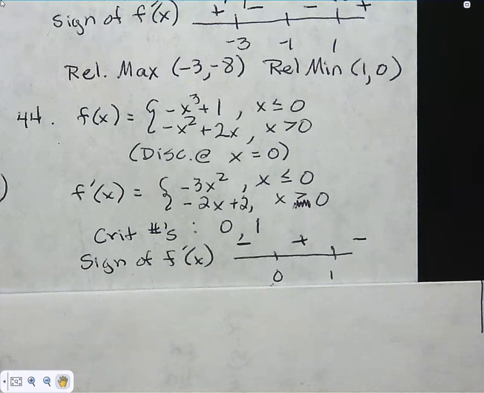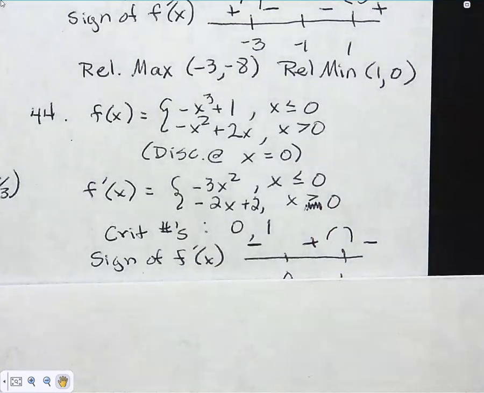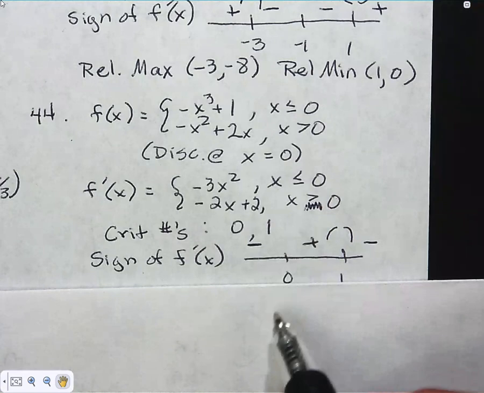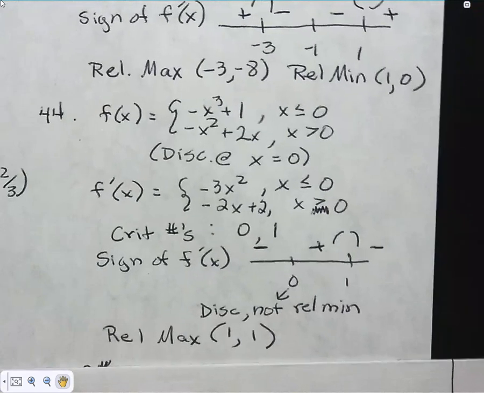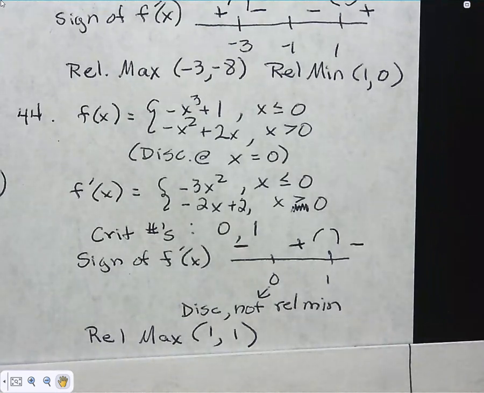Is that what your number line looks like? Where is the function increasing? 0 to 1? Or is it decreasing? Negative infinity to 0 and 1 to infinity. Is there a relative max? Where? 1, 1. Because that's where the function went from increasing to decreasing. That is a relative max. Is there a relative min? What about where the function went from decreasing to increasing? Yeah. You can't have a relative minimum where you have a discontinuity, because the definition of relative min is that it's lower than what's on both sides of it. And that's not true.